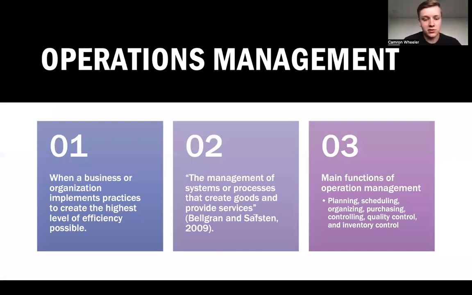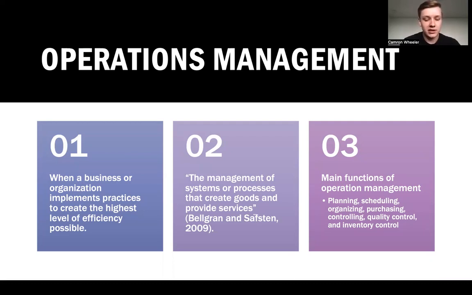Operations management is the use of good business practices to design and control the process of production to make it as effective and efficient as possible. A basic definition I found for operations management is the management of systems or processes that create goods and provide services. The basic role of operations management is to convert inputs like raw materials into finished goods and services. Within operations management, there are a variety of functions, including planning, scheduling, organizing, purchasing, controlling, quality control, and inventory control.